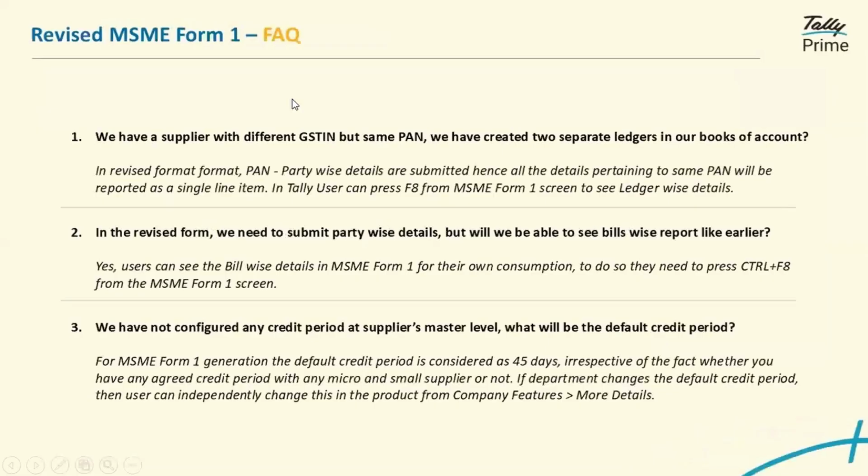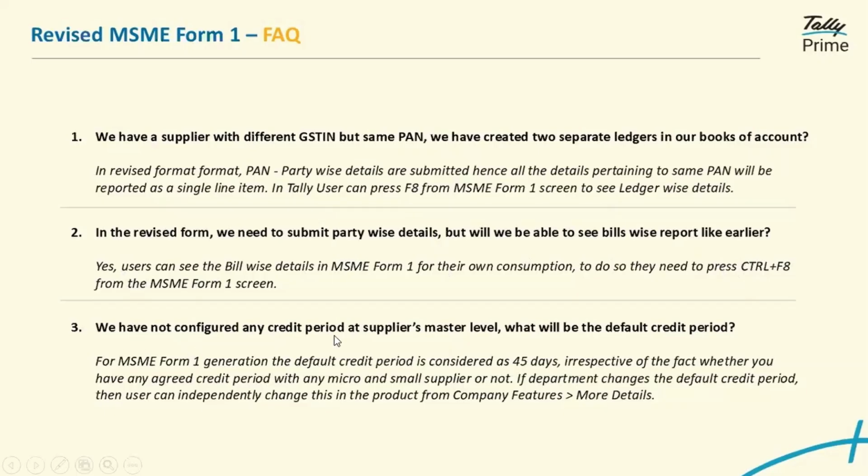So simply, these are just FAQs regarding MSME. If we have a supplier with different GSTN but same PAN, we have created two separate ledgers in the books of account. So there can be a practical scenario when we are dealing with the same party, but he might be having multiple GSTNs. So in that scenario, the MSME form will be merging all those ledgers because the MSME form is based on PAN. So it will merge the parties having the same PAN. Then in the revised form, we need to submit party-wise detail, but we will be able to see the bill-wise report. Yes, you can see the bill-wise report also. You have to simply press Control F8 in that report and you will be able to see the bill-wise detail.